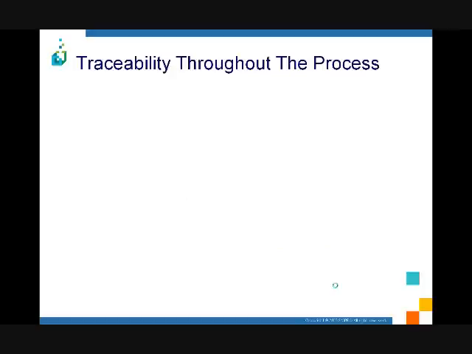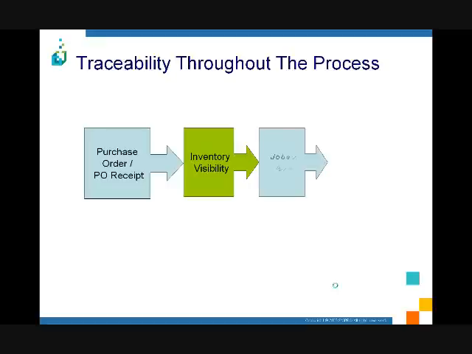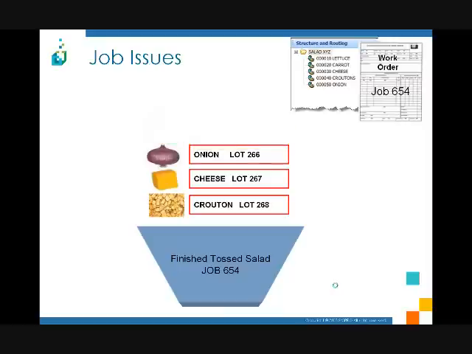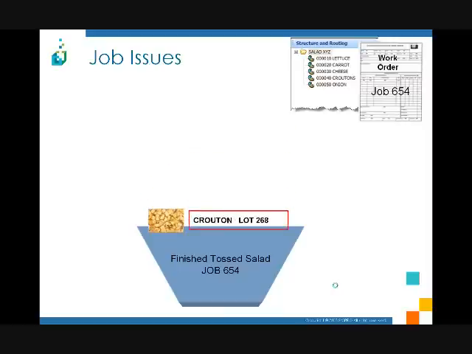Today what I'm going to show you within SYSPRO is simply a purchase order that's being delivered into inventory, that's being used in a job, and finally delivered to a customer. For my example, I'm going to use a tossed salad. This tossed salad consists of multiple components: lettuce, carrots, onions, cheese, croutons, and it's all going into one finished good. At the top corner here you can see a little bit of representation of what a bill of material or a recipe would look like within SYSPRO.